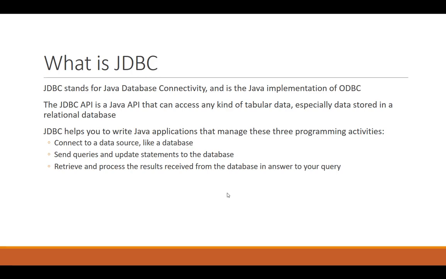The JDBC API is a Java API that can access any kind of table data, especially data stored in relational databases. But it's not limited to relational databases. You can actually use JDBC to connect to flat files like Excel spreadsheets and things like that. It's pretty impressive what it can do.